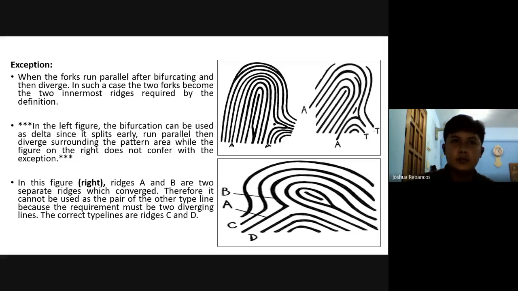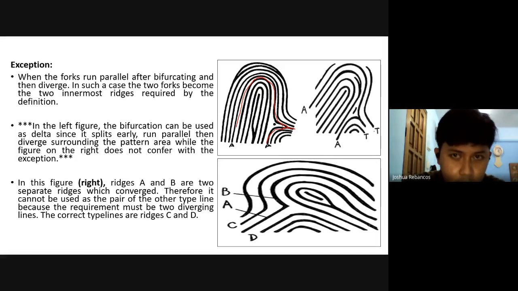And now, the exemption natin. When the forks run parallel after bifurcating and then diverge, in such case the two forks become the two innermost ridges required by the definition. Example nito, kung ito daw, itong bifurcation daw, naging parallel siya like this, exemption yan. Magiging siya na yung pinaka-innermost o yun siya yung considered na type line.